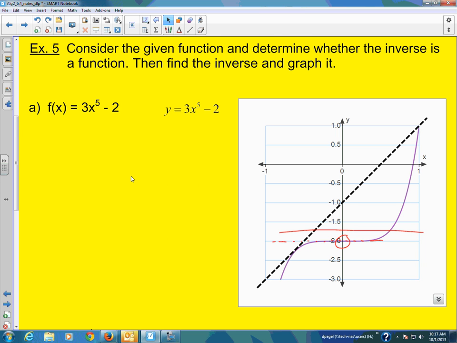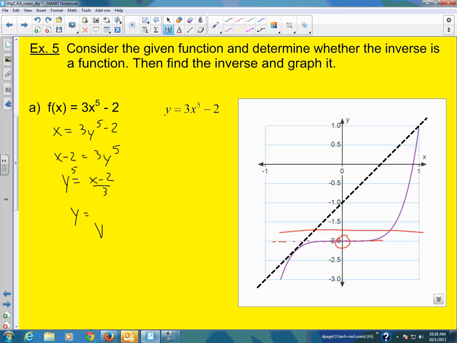So let's see if we can find out what its inverse equation looks like. We switch our x's and y's, and we get x minus 2 is equal to 3y to the fifth. And then divide that 3 out of there, and our y to the fifth is equal to x minus 2 over 3. And then we're going to go ahead and leave it as a fifth root of a quotient here. So there's my inverse.